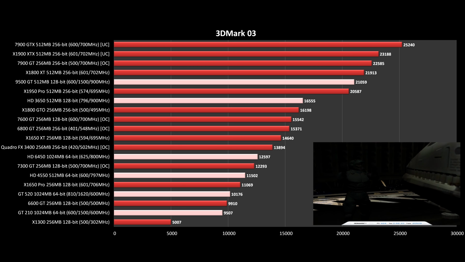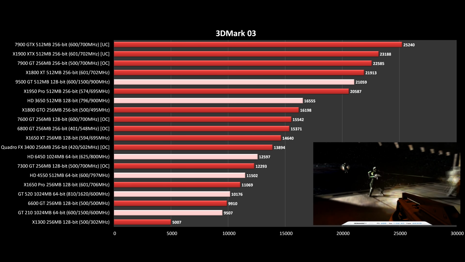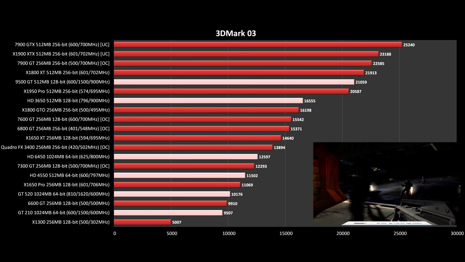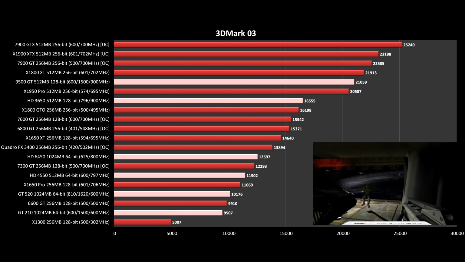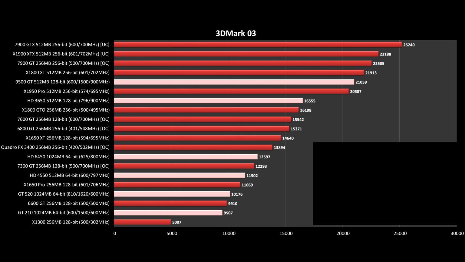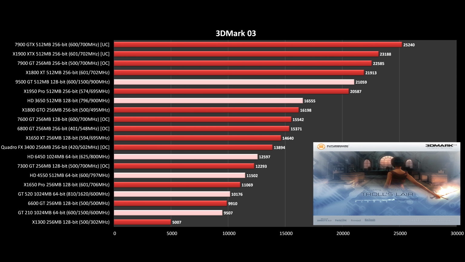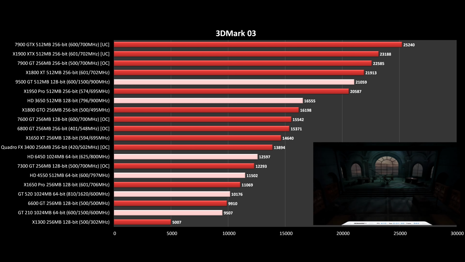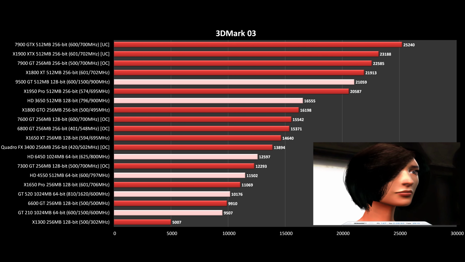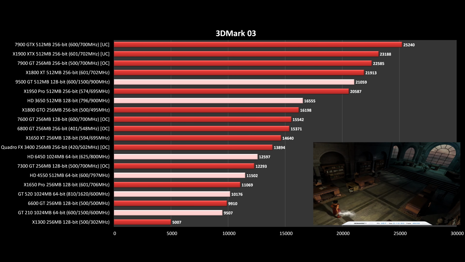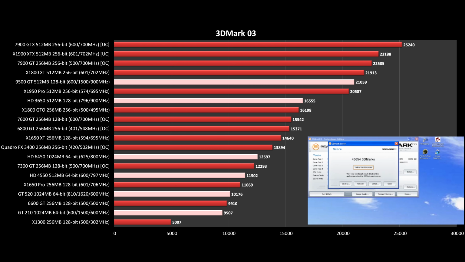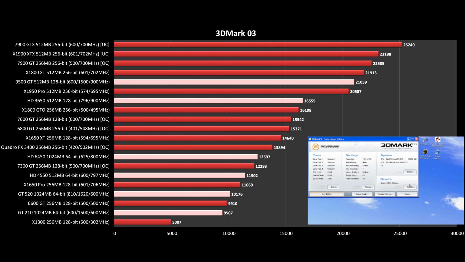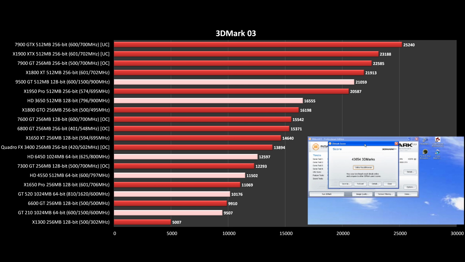HD 6450 managed to pass overclocked 7300 GT by a narrow 2.5% margin, and is faster than HD 4550 by almost 10%. On upper portion of the chart we can see clear performance jump between HD 3650 and X1950 Pro of over 24%. HD 3650 being a bit faster than X1800 GTO and X1950 Pro being slightly slower than 9500 GT. 9500 GT is 7% slower than 7900 GT and 4% slower than X1800 XT.